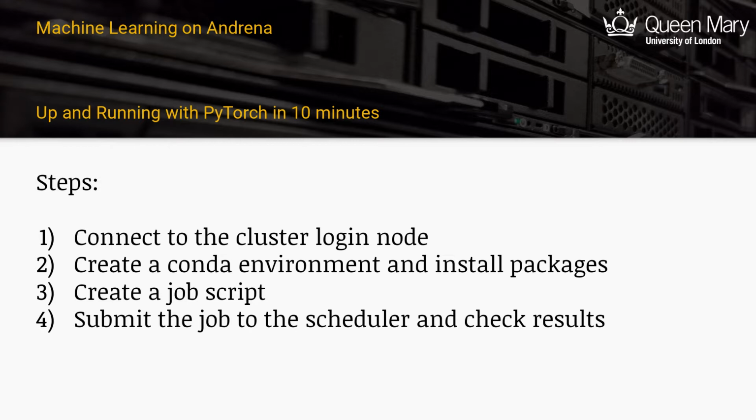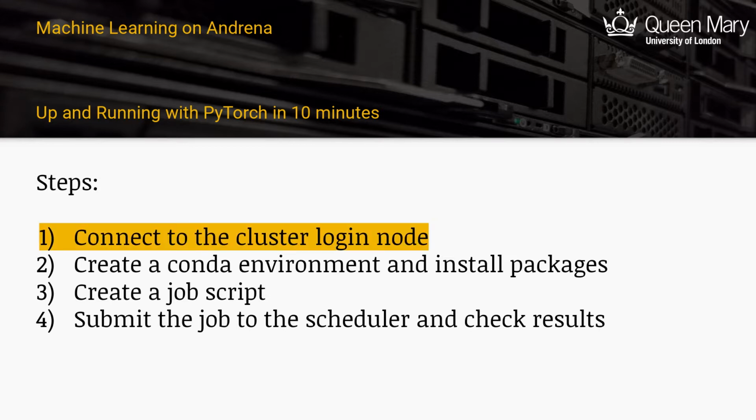Then we will download some example Python code that uses PyTorch, and afterwards we will create a script to tell the job scheduler the requirements for our job. Finally, we will run the job and check the GPU activity and inspect our results.